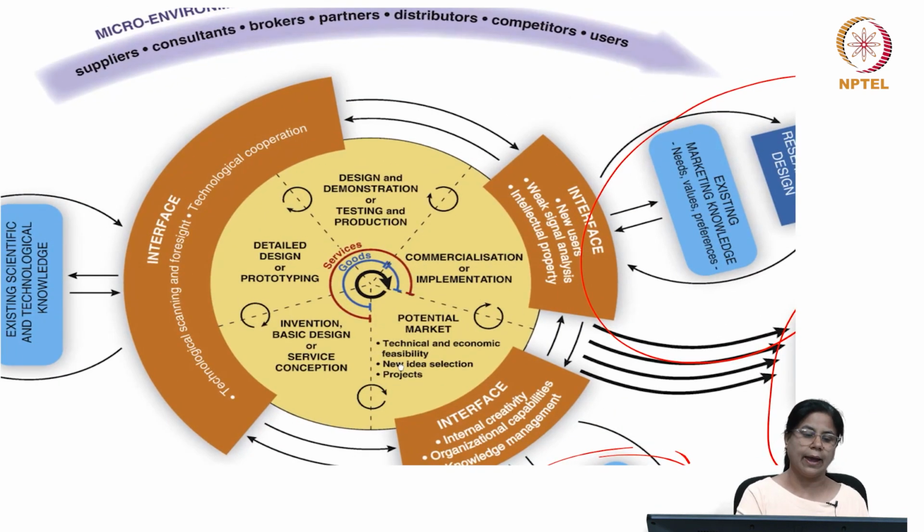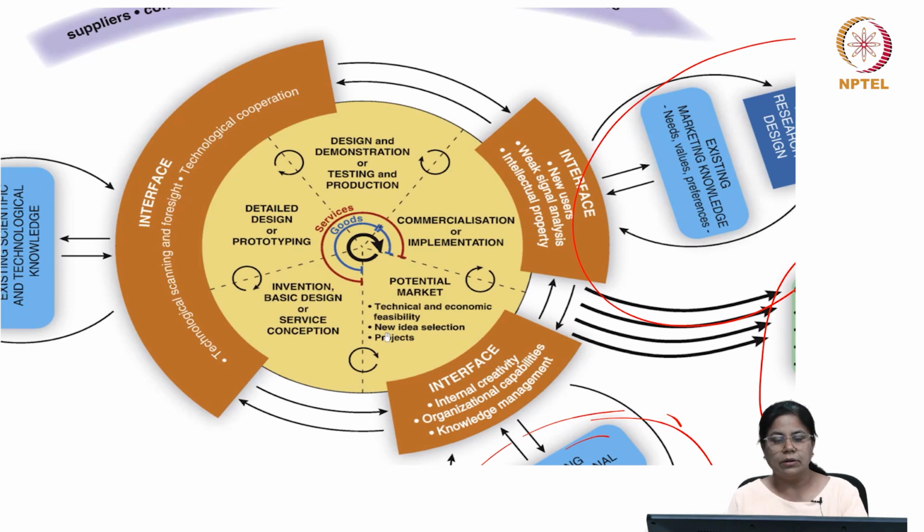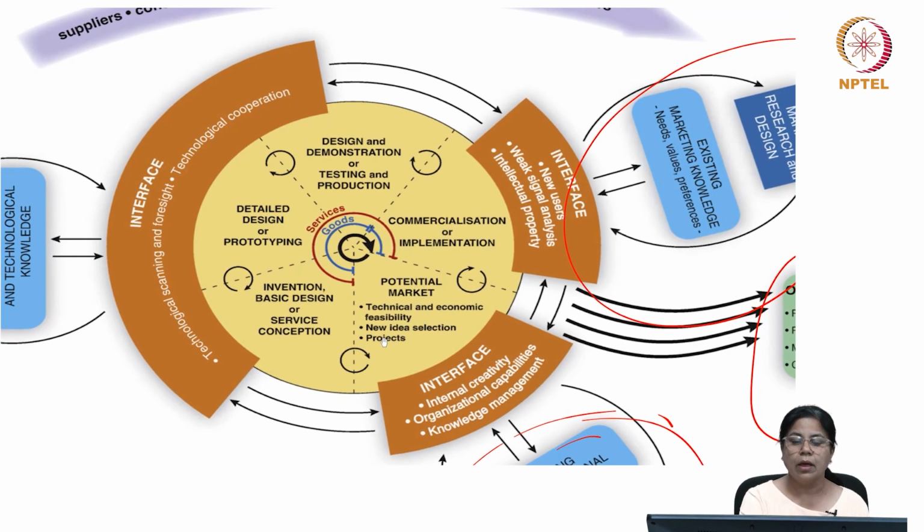So in the brown core is what we have. First of all, let us go exactly to the center. In the center what you have are the goods and the services. Within that, like we saw in the chain link model, there is a potential market where you identify the technical and economic feasibility and a new idea selection projects.